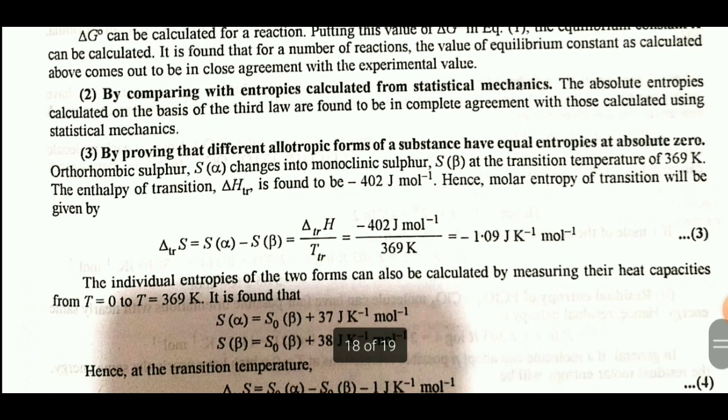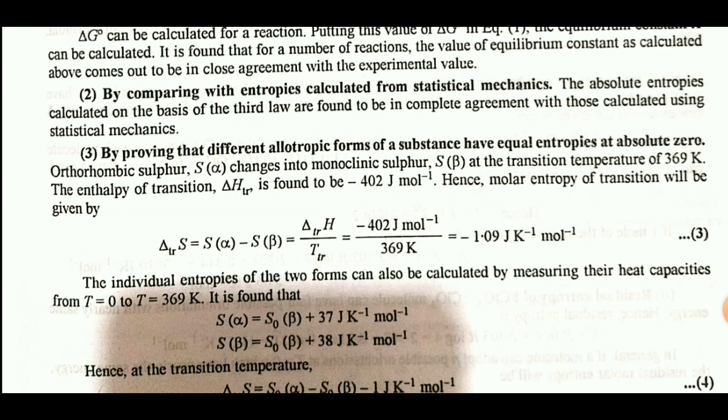Second, by comparing with entropies calculated from statistical mechanics, the absolute entropies calculated on the basis of the third law are found to be in complete agreement with those calculated using statistical mechanics. Third, by proving that different allotropic forms of a substance have equal entropies at absolute zero.